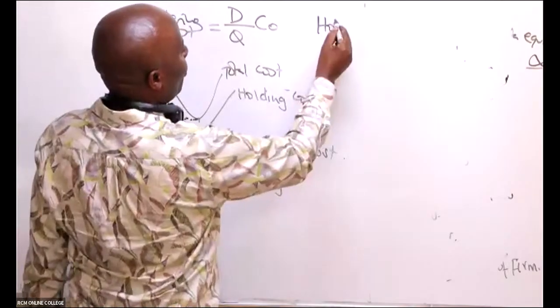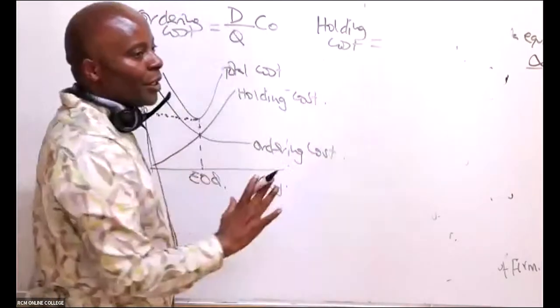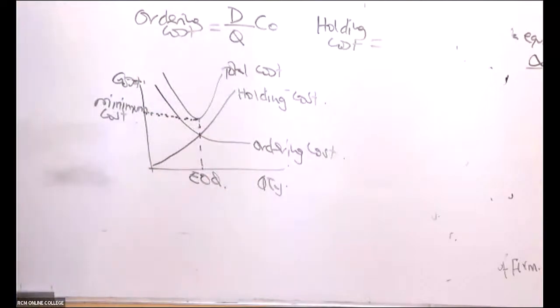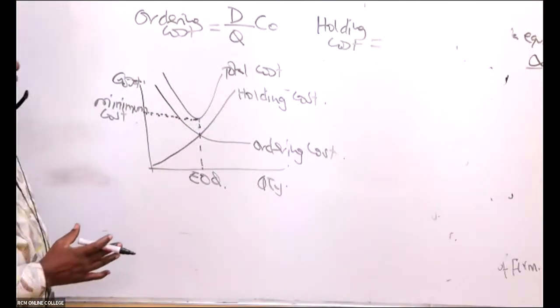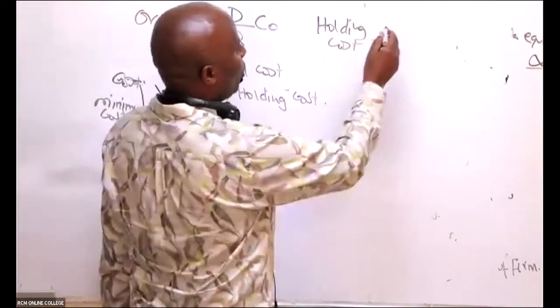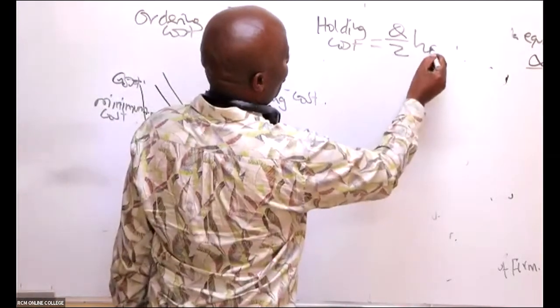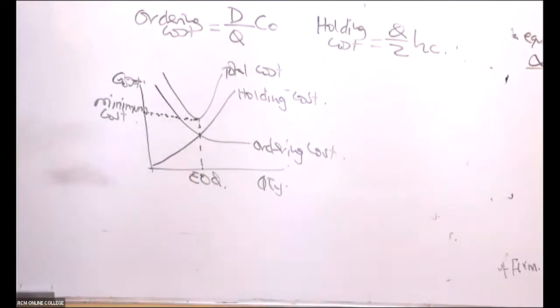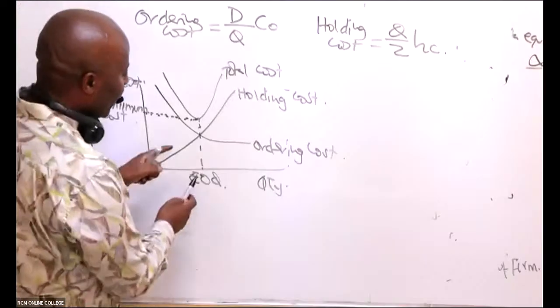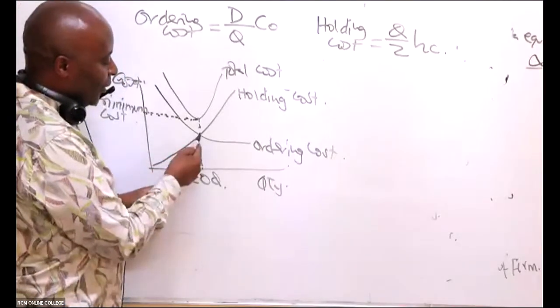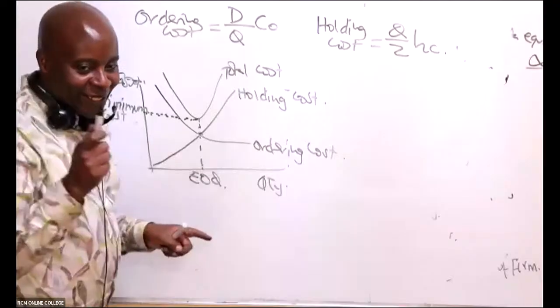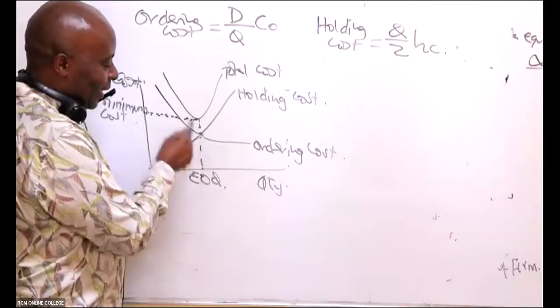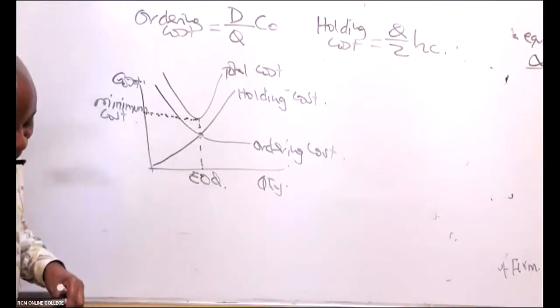And then we have holding cost. Holding cost is always calculated using average inventory. Holding cost will be Q over 2 times HC. There is one observation I want all of us to make: at EOQ, what is happening with the two costs? They are the same. They're intersecting there. And that is a very, very important observation.